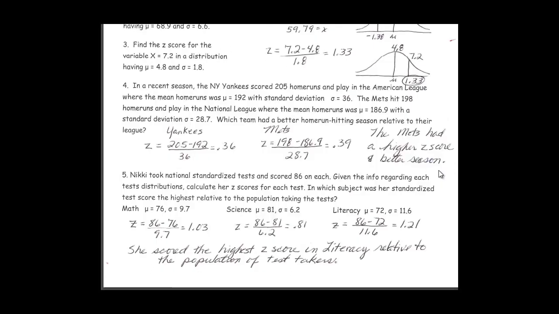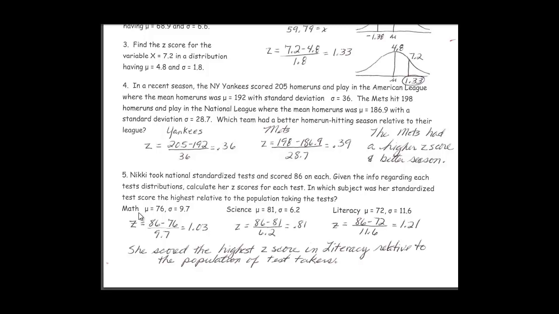For number five, Nikki took three national standardized tests and scored 86 on each of them. Given the info regarding each test's distribution, in other words, given the mean and the standard deviation for each of these tests, we are calculating her z-scores for each test. In which subject was her standardized test score the highest relative to the population taking the tests?